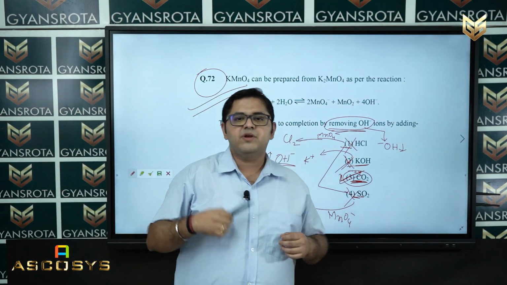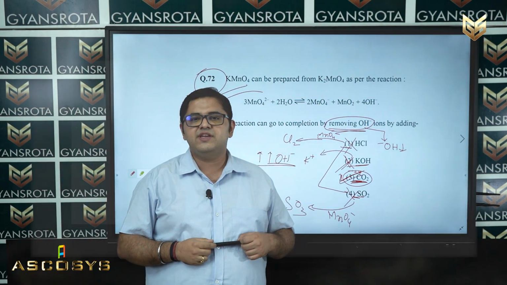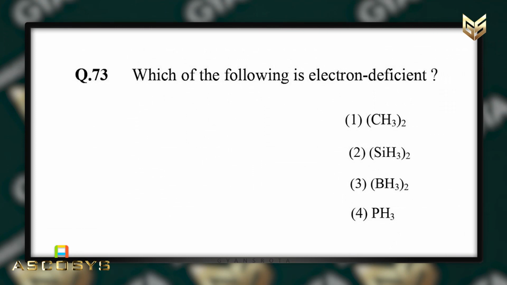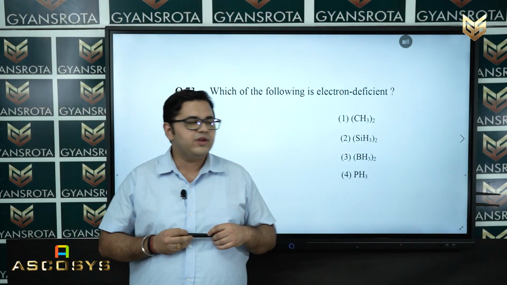So, now we are moving to another question, that is question number 73. So, question number 73 is on your screen. Which of the following is electron deficient? So, now we are moving to the solution part.